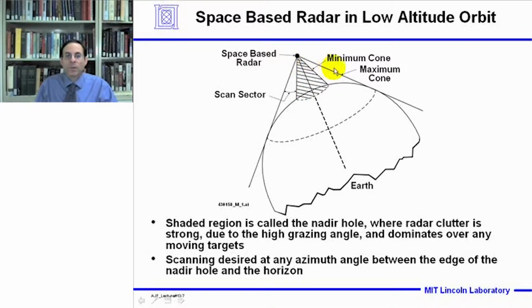We do want the antenna to have a maximum or a peak element gain pattern toward the horizon. And so the phased array radar would steer a beam between the maximum cone and the minimum cone, and it should have uniform coverage in azimuth.